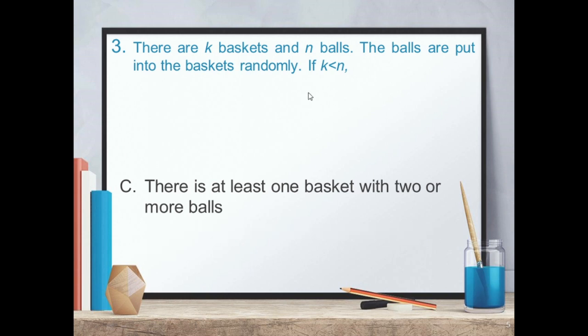So as there are k baskets and n balls and n is greater than k, when we put balls into the baskets randomly, if each basket contains one ball, there must be at least one basket which contains more than one, means two or more balls, because n is strictly greater than k. Therefore, the option C is correct.